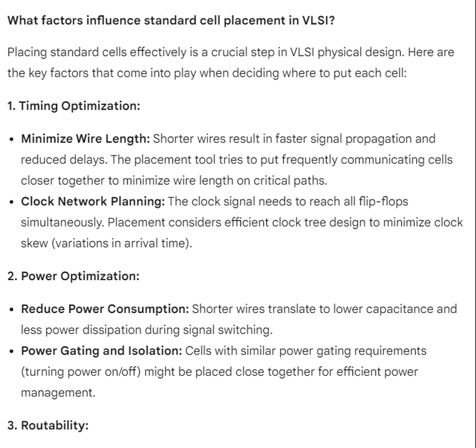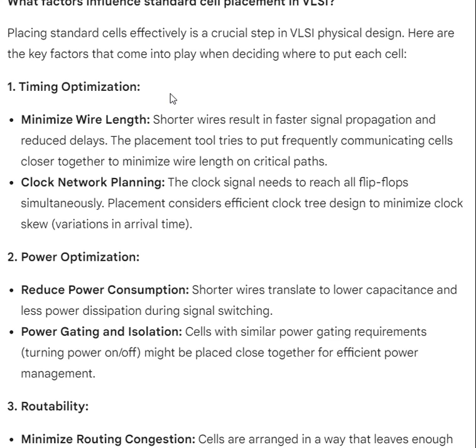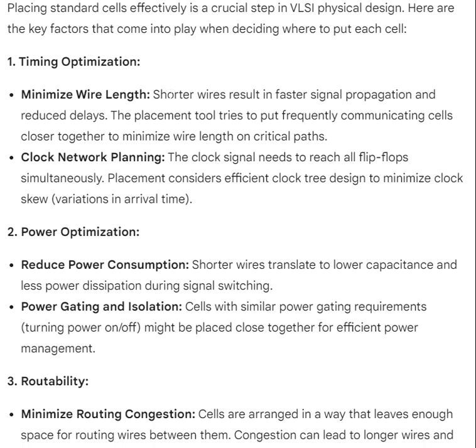What factors influence standard cell placement in VLSI? Placing standard cells effectively is a crucial step in VLSI physical design. Here are the key factors that come into play when deciding where to put each cell. 1. Timing optimization. Minimize wire length. Shorter wires result in faster signal propagation and reduced delays. The placement tool tries to put frequently communicating cells closer together to minimize wire length on critical paths.